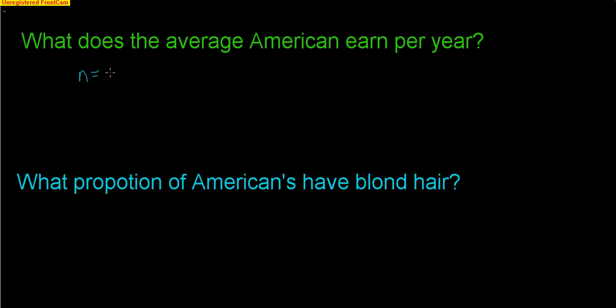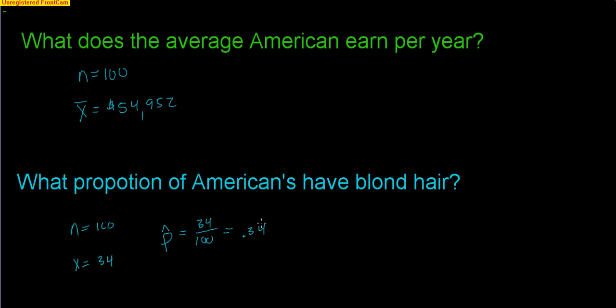Maybe we take a sample of 100 people, we ask how much they make, and we get a sample average of maybe something like $54,952 per year. Now, we hope that this sample statistic somehow represents what the population is, but we never know. Another question we could ask is, what proportion of Americans have blonde hair? Well, maybe again we ask 100 people, and of those 100 people, 34 have blonde hair. Therefore, our sample proportion is 34 out of 100, or 34%.